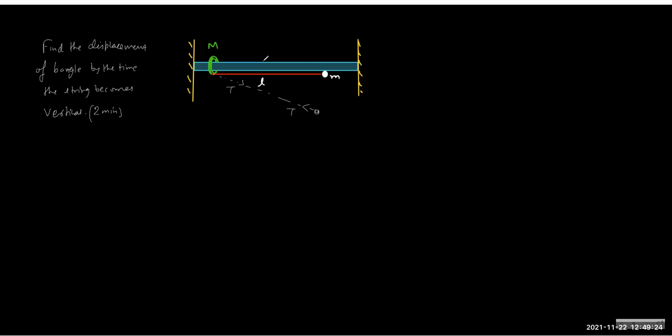So of course, by the time the string is becoming vertical, the bangle will displace by somewhere. So just call it x. So what is the displacement? Now, if this is the x, this will be how much? If you look carefully, this hanging mass is moving left by L minus x, and the bangle is going right. So the answer is simple: Mx = m(L minus x).